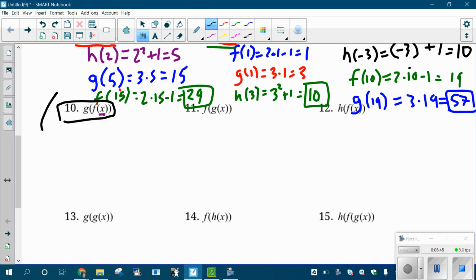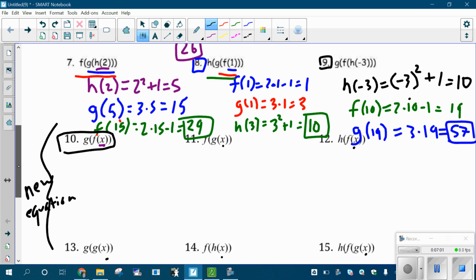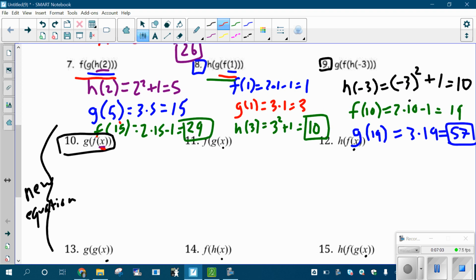Okay, so all of these don't have numbers in there, so they're not asking you to figure out a number. The answer is not going to be 12. The answer is going to be a new equation. They're asking you to form a new function, form a new equation. How do they want you to form that new equation? Well, by taking the inside and plugging it into the outside.